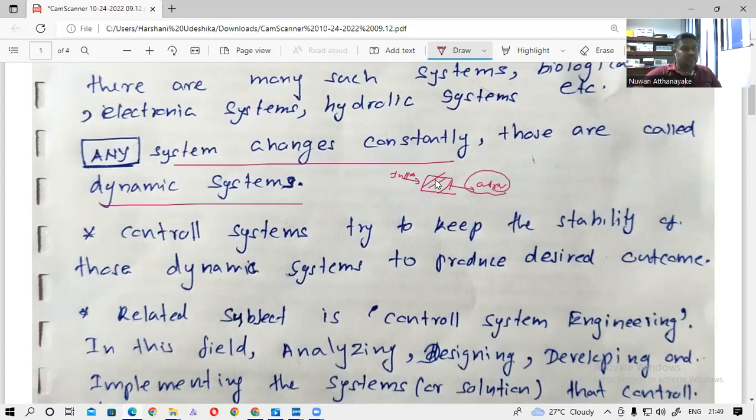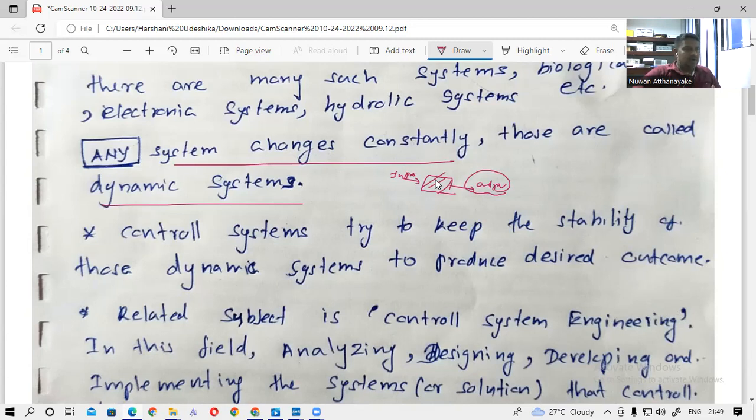Definitely the output also changes. So it will not give the desired output. In other words, it will not perform the desired function. So we have a problem, no? So we have a problem.